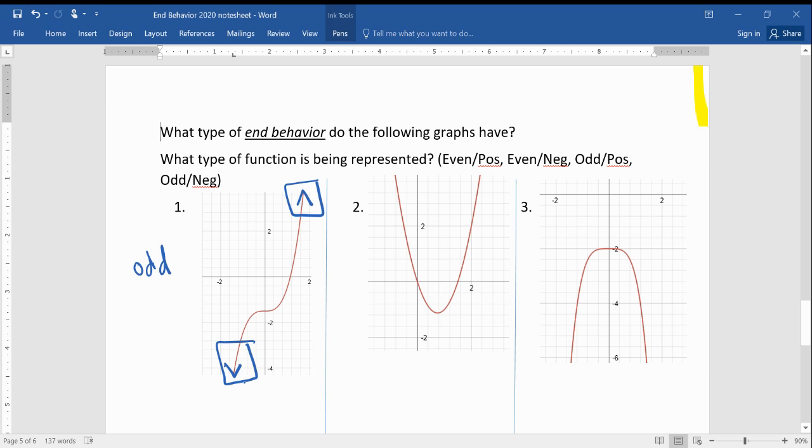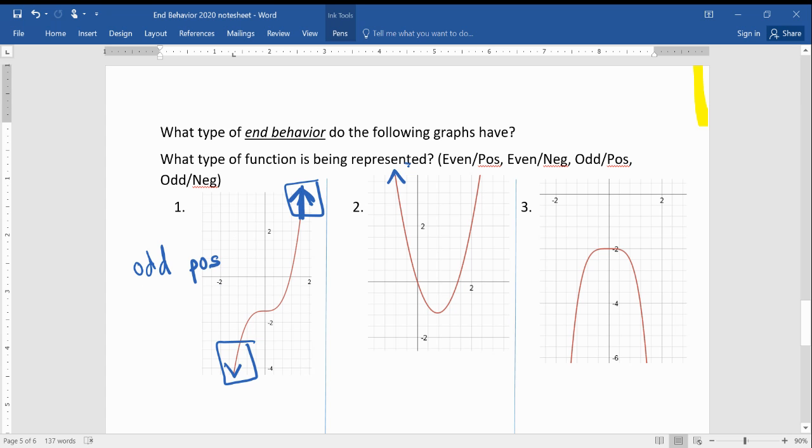Now, because they're going opposite directions, again, it's odd. The question is, is it a positive or a negative odd function? Well, if you look at the arrow on the right, it tells you which one it is. This arrow is going up. So when you think up, you think positive. So this is an odd positive. I don't know what the equation is, but it really doesn't matter. I can figure out the end behavior based on that.